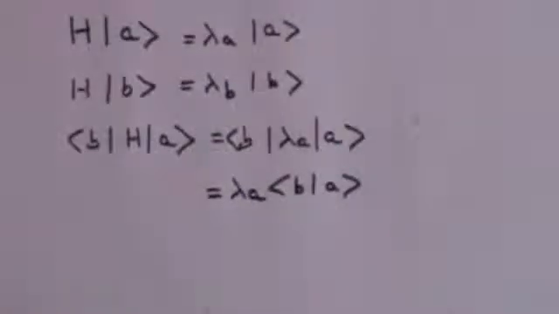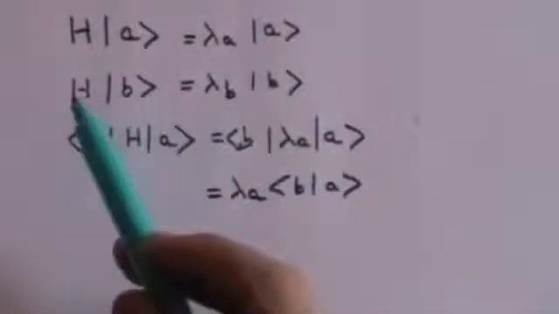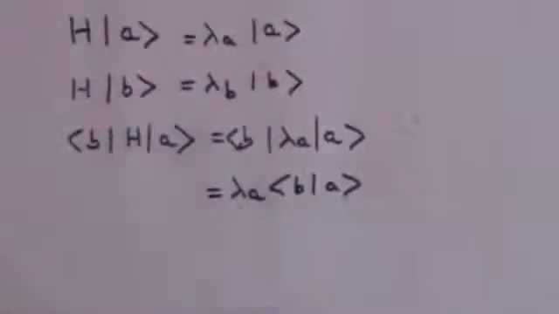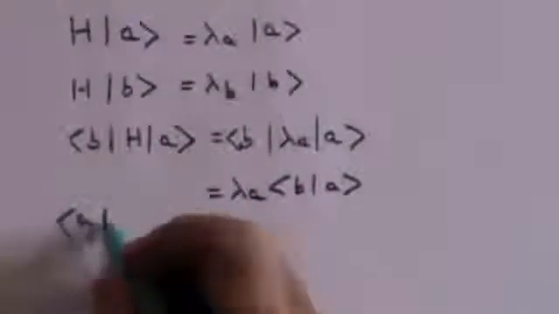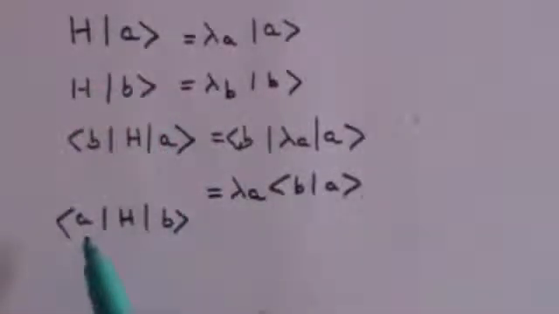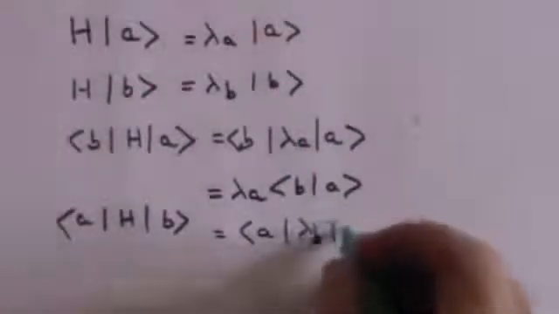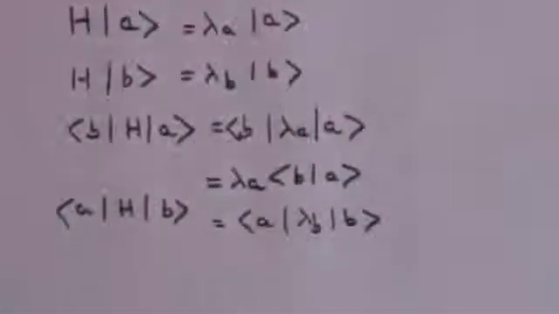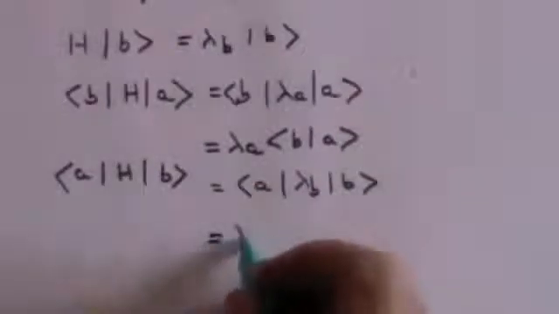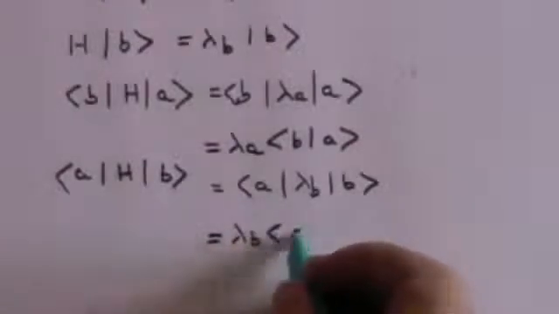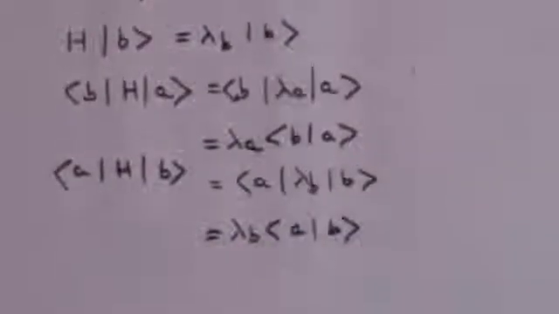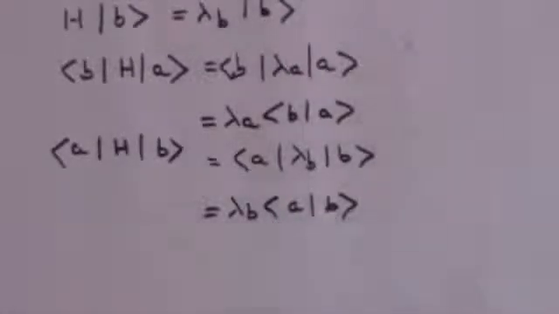Now let's do it the other way round. We're going to take this equation here and we're going to do the inner product of this with A. So now we get that A, H, B, so we've done the inner product here with A, is equal to A. Well, what is HB? HB is lambda B times B. But we can always take lambda B on the outside because it's just a number. So that equals lambda B with the inner product of A with B. And remember, the order always matters in this case.